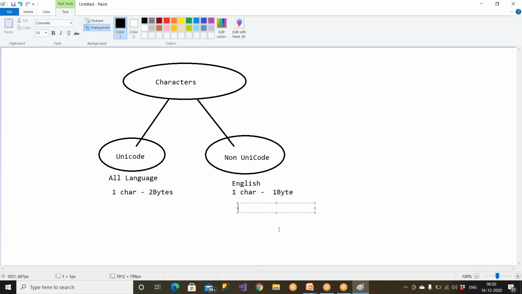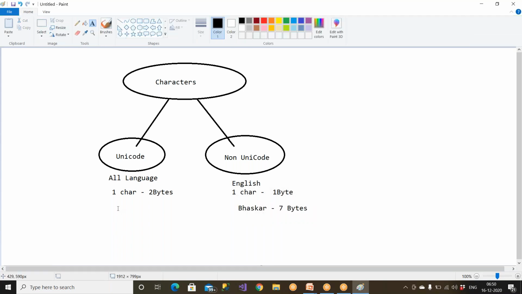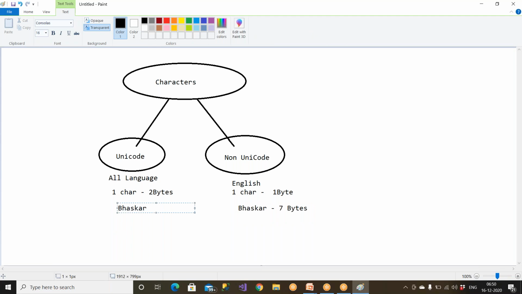Clear? For example, if I have Bhaskar in non-Unicode, I'm going to be taking 1 2 3 4 5 6 7. It's going to be occupying 7 bytes of space. Clear? But if I store the same Bhaskar in Unicode, it is going to be taking 1 2 3 4 5 6 7, 7 into 2, 14 bytes. It's going to be occupying 14 bytes even though I store in English, because Unicode supports English as well. Clear? Plus other languages. So it is going to be supporting other languages.